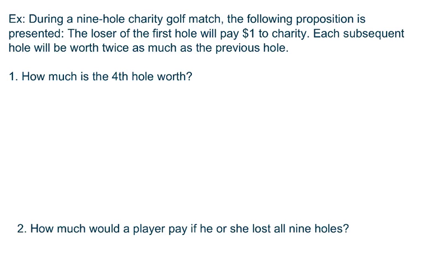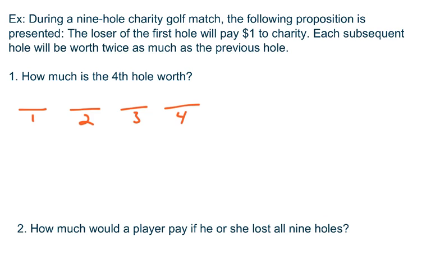Let's take a look at a story problem here. During a 9-hole charity golf match, the following proposition is presented. The loser of the first hole will pay $1 to charity. Each subsequent hole will be worth twice as much as the previous hole. Question number 1, how much is the 4th hole worth? Well, let's see if we could list it out. So hole number 1, and then hole number 2, hole 3, hole 4. If we wanted to list them out farther, we could.